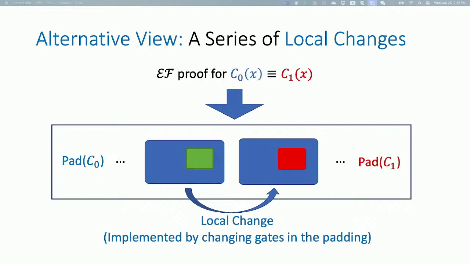Right, and each time you only do a local change. Yeah. It's pretty clear that EF will give you these local changes. Is that by nature how EF works? Yes. The crucial part is just that EF proofs are local.